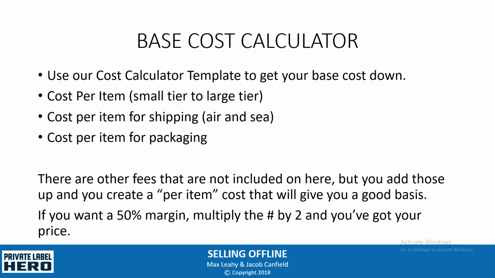You want to take each one of these costs, so let's say it costs $5,000 for 500 items. You want to divide that out accordingly and get it down to per item so that you can come up with an effective pricing strategy for each item. So once you calculate your basis, if you want a 50% margin, you just multiply that number by 2. If you want a 75% margin, you just do the same thing. If you want a 100% margin, you multiply it by 4, and so on and so forth.